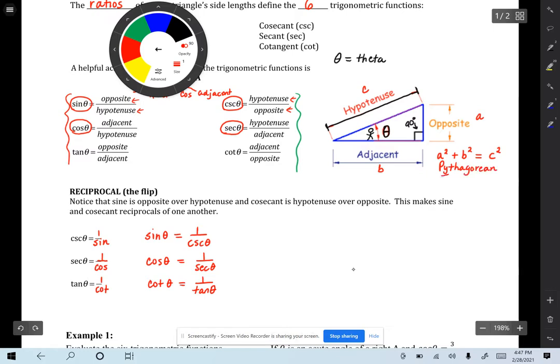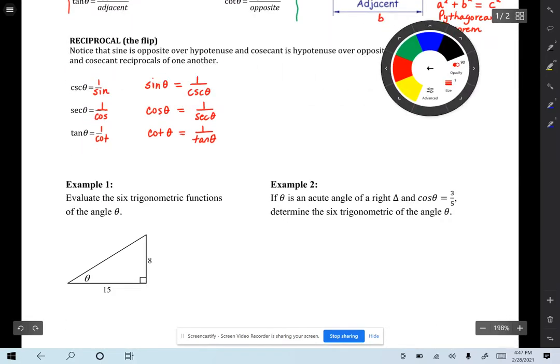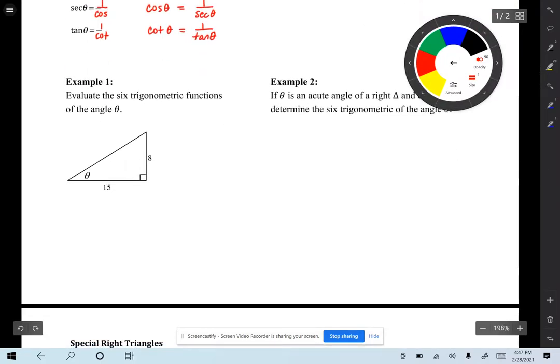And it shows the relationship between the three sides of a right triangle, where C is the longest side, and like I said, it's known as the hypotenuse. Okay, now we are going to do examples 1 and 2 to round out the first page. Evaluate the 6 trigonometric functions of the angle theta.